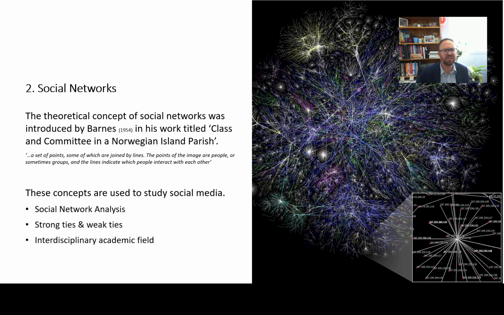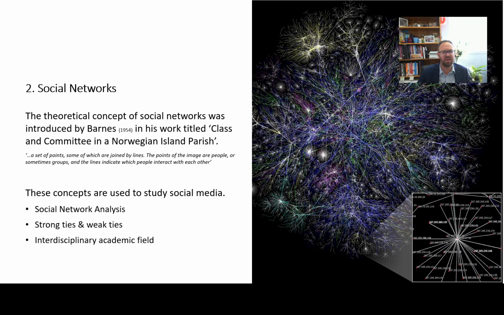So the theoretical concept of social networks was introduced by this guy called Barnes in 1954, so it's not that long ago. He went out and he was observing how people interacted, right? And he had this book he published. It was called Class and Community and Committee of a Norwegian Island Parish. And he was just really observing people and how they interacted. And then he developed this concept of social networks.